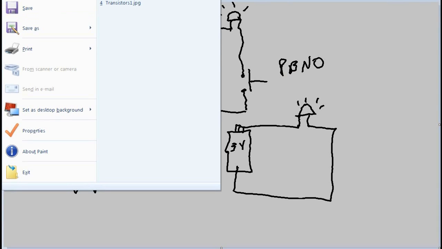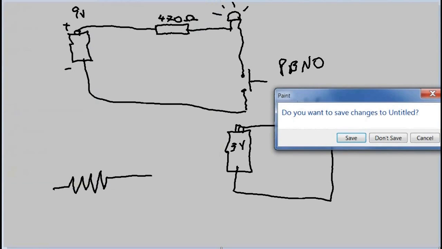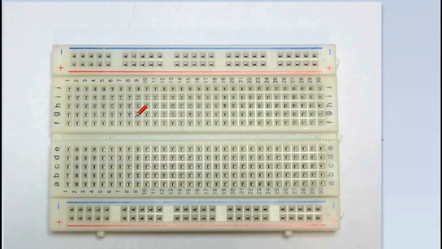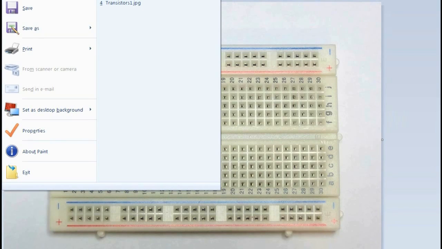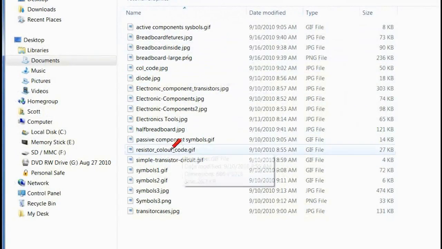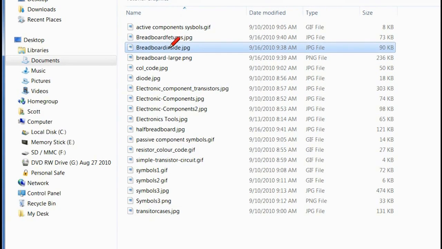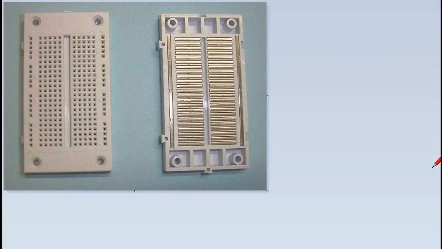Now here are our circuits. We're actually going to build them on a breadboard. So let's do a half breadboard. Okay, so here's our breadboard. Now to understand this breadboard, maybe I'll show you the breadboard open first. Let's open. Breadboard large, breadboard inside. Okay, this is inside our breadboard now.